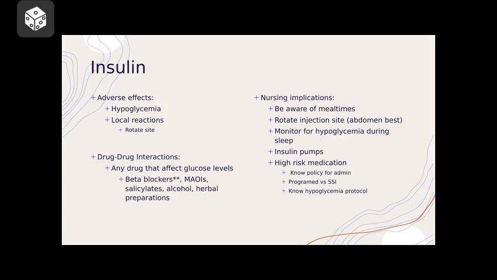Last thing that's important as a nurse, insulin is considered a high-risk medication, so make sure you know your agency's policies. A lot of agencies are starting to have 2 RNs sign off on a medication. Because insulin is such a high risk, it's been switching over to being considered that high risk medication that needs 2 RNs to check off on it. We want to talk about programmed insulin versus sliding scale insulin. I'm going to talk about that in a little bit. And then we also want to make sure we know our agency's hypoglycemia protocol.